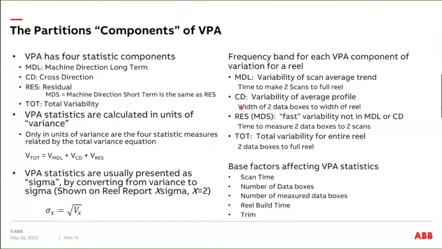Now, when we talk about CD, the variation that we can see in that CD profile is from the width of 2 data boxes to the width of the reel, in the sense of your trim. This is really your trim. Notice here we're talking about variation, but it's width and it's spatial, so we're looking at distance. Here we're talking time base. Here we're talking distance.